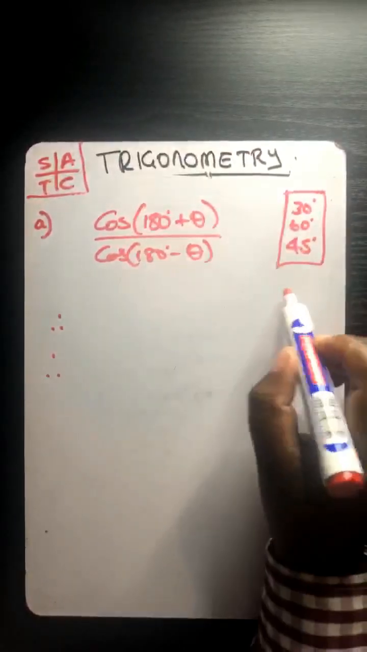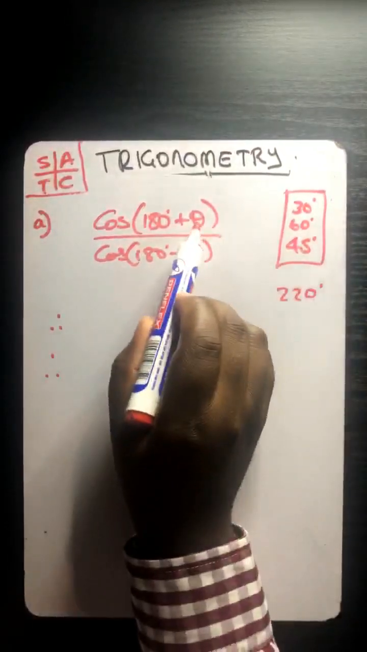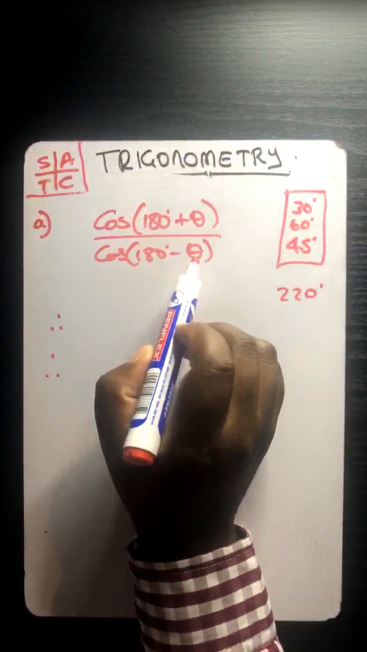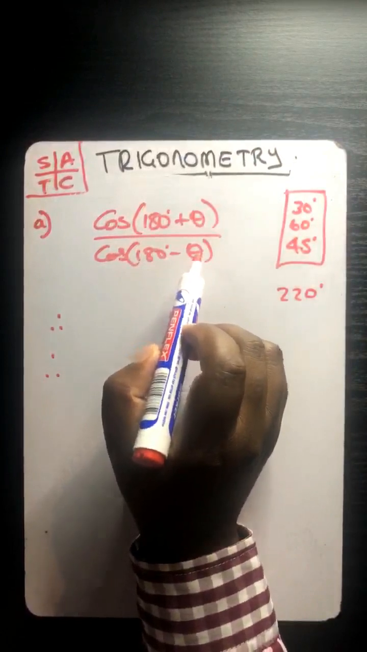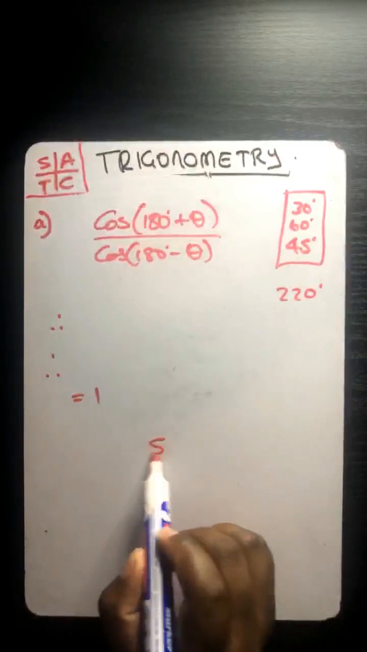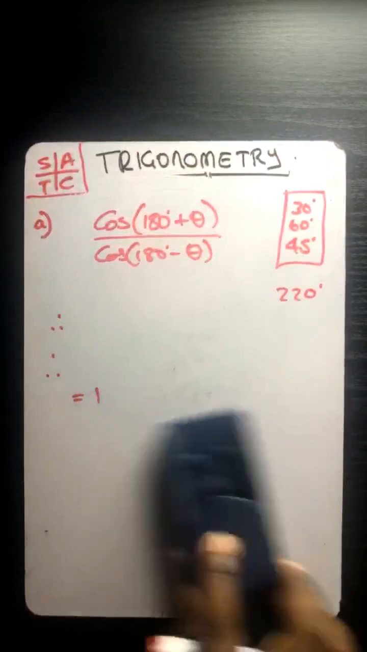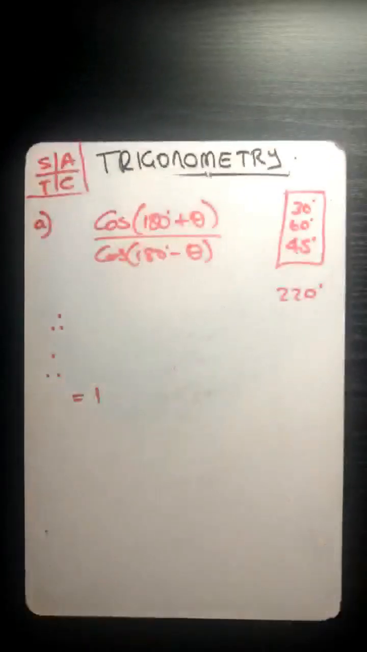Maybe let's try 220 and see if it's going to work. Substitute 220 there and 220 there. We just want to see if our final answer is going to end up being 1. So it's more like, solve for x. Somehow you can prove if your final answer is correct. So this is how you prove when you simplify.